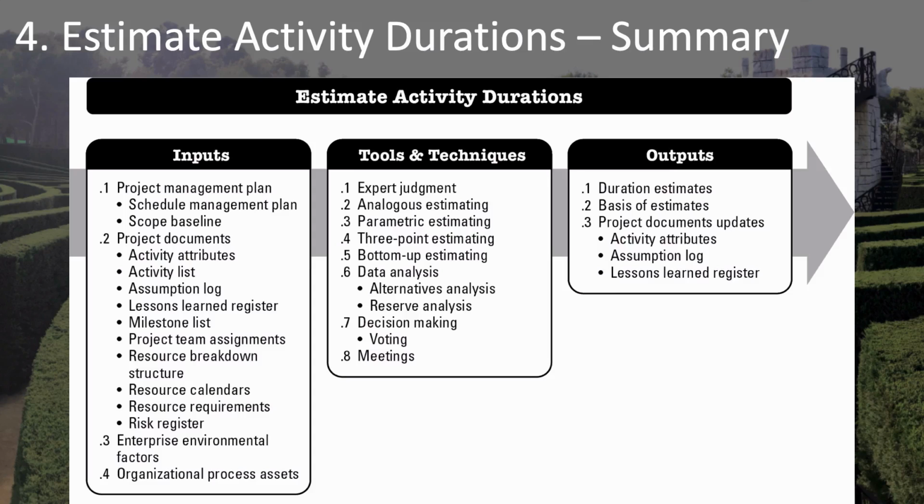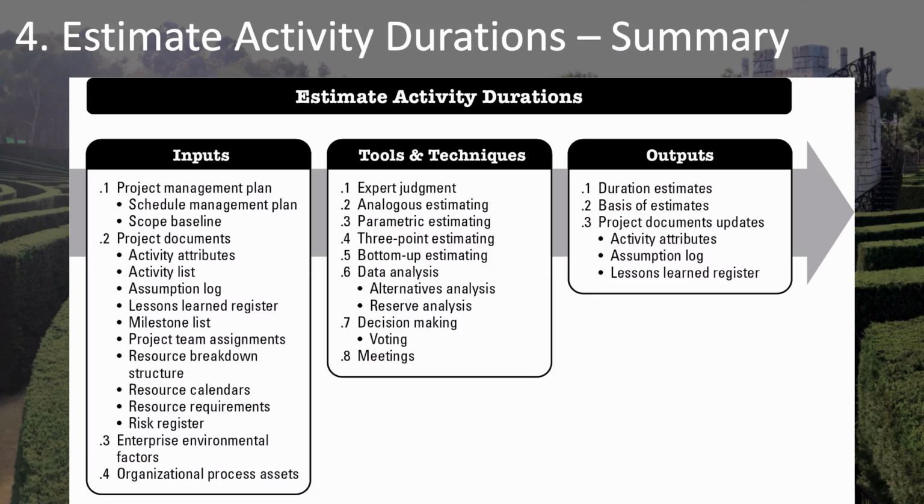Now to our tools and techniques. Expert judgment is almost always on the list because you can use the help and advice of experts in estimating. And the techniques that we covered include analogous estimating, where you make a guess based on similar projects that you've done in the past. Parametric estimating, in which you use a formula such as cost per square foot. And you also have bottom-up estimating, in which you estimate each individual activity and add it all up from the bottom.